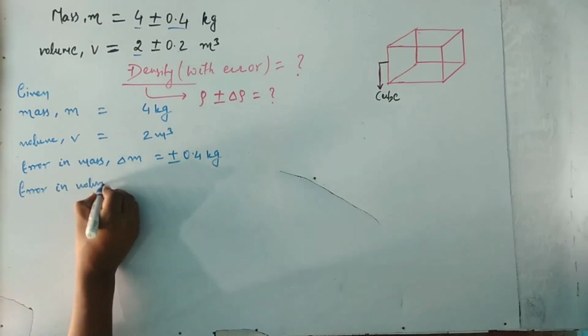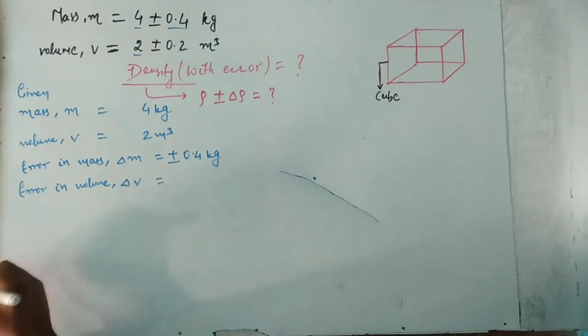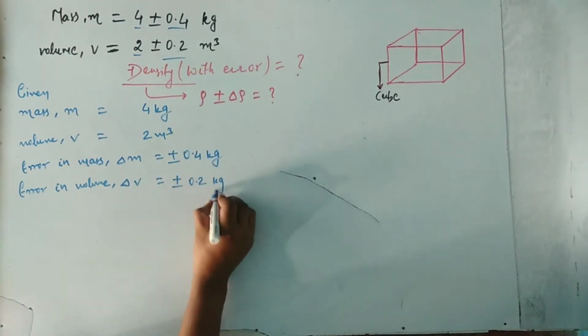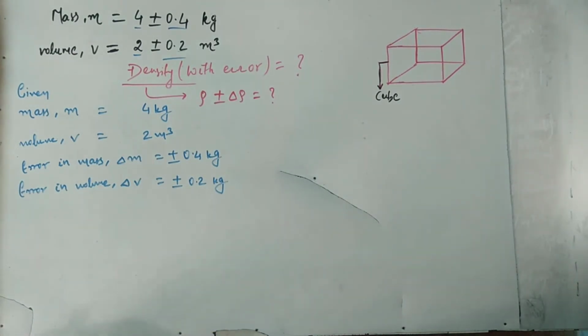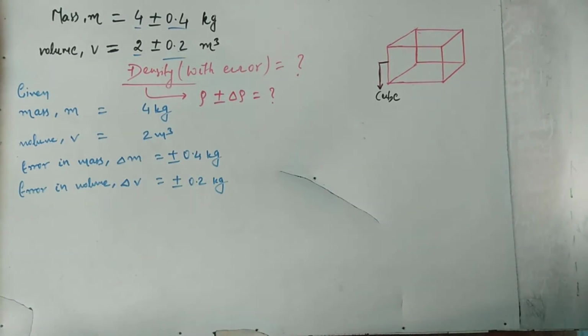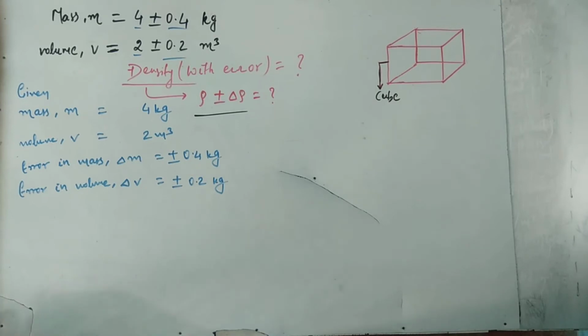Next data, error in volume. So error in volume is 0.2 meter cube. Now we have to find the error in density. It means density with error, that is rho plus minus del rho. So now we solve this question.